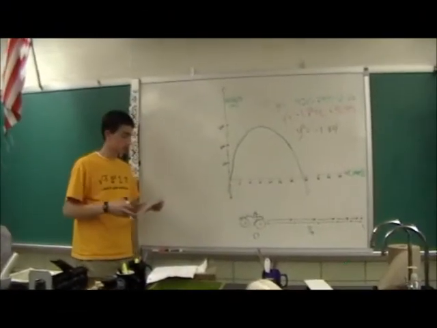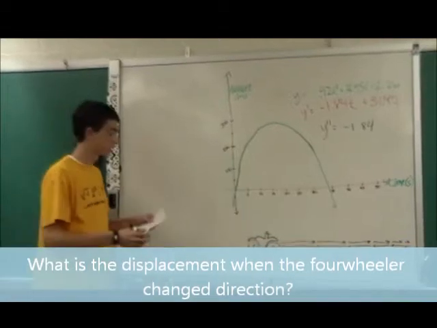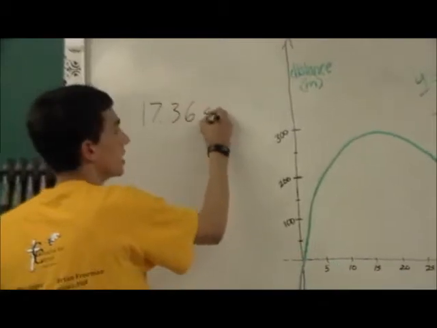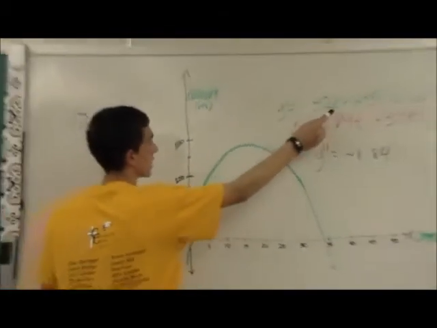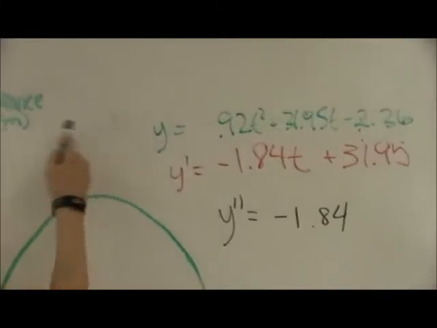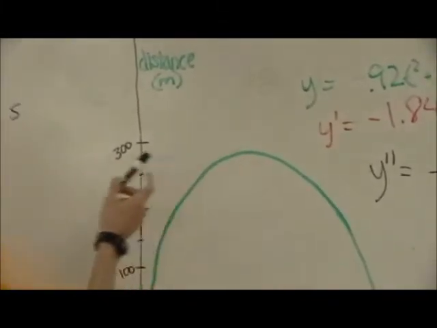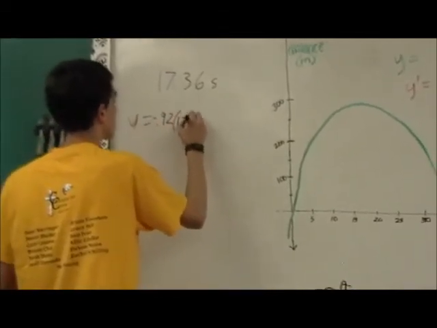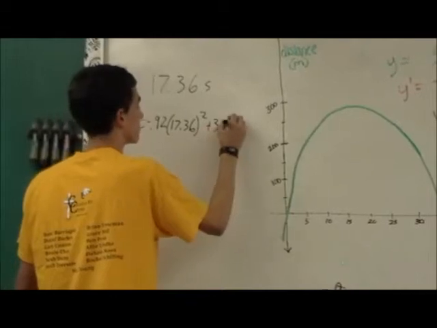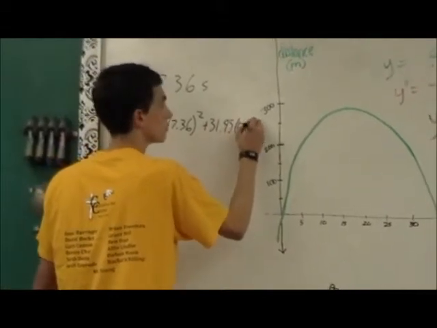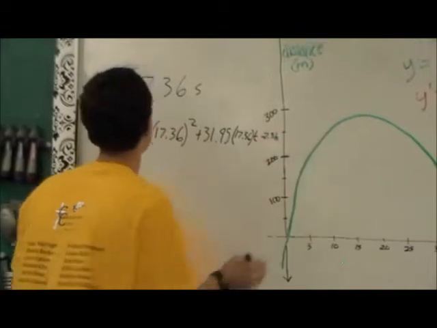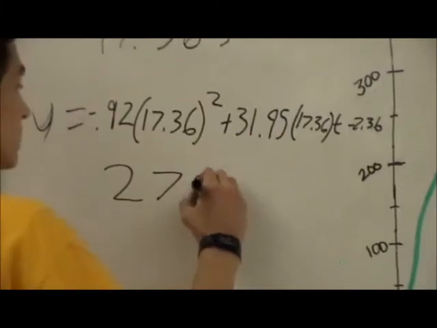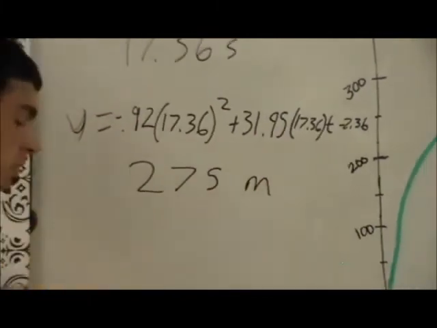So the next question is, what is our displacement when we change direction? So you take the time when we change direction, which was 17.36 seconds, and then you're going to plug it into, for the time right here, to get the displacement when you change direction. And when you plug that all in, you get 275 meters, and that is your displacement when you change direction.